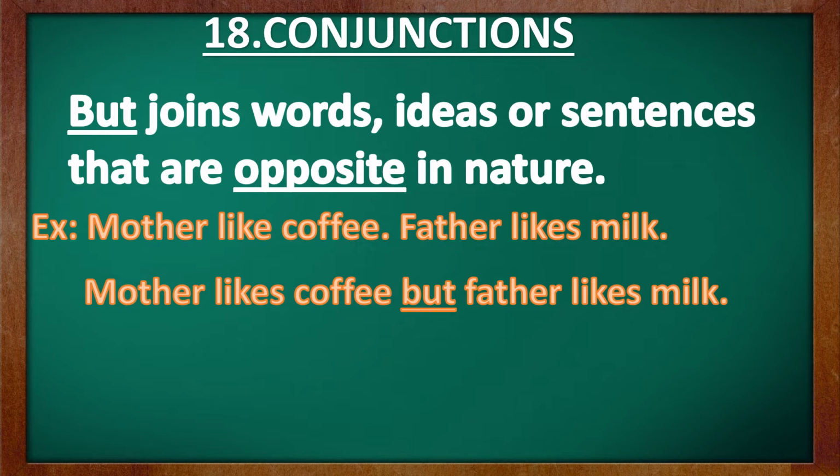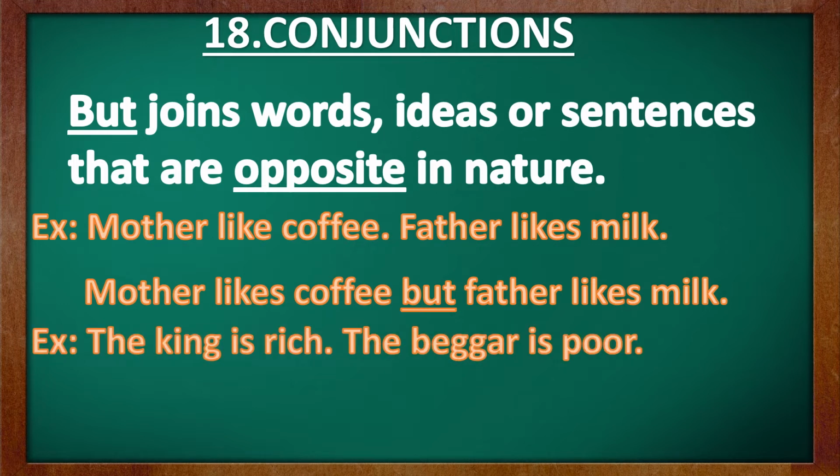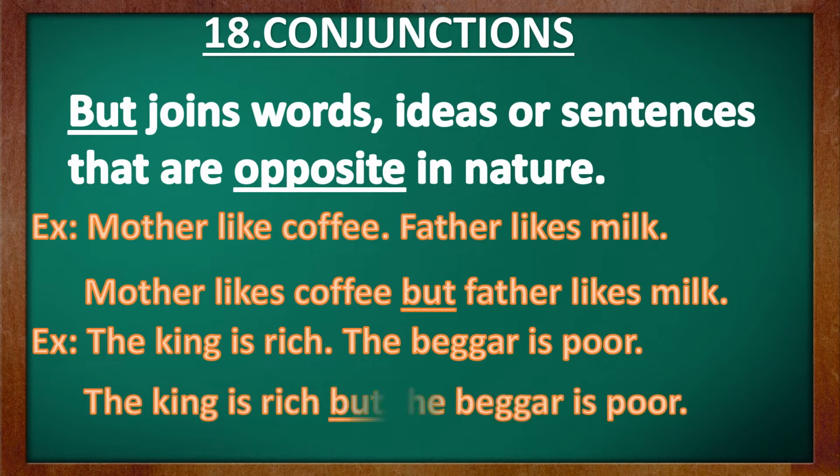Now let us understand this with the help of one more example. The king is rich, the beggar is poor. Here two different sentences and two different opinions or two different ideas, we can say. So, the king is rich but the beggar is poor. Here both the sentences are joined with the help of but. So, here we understand that but joins words and ideas that are opposite in nature.